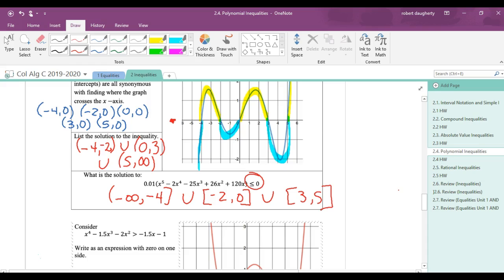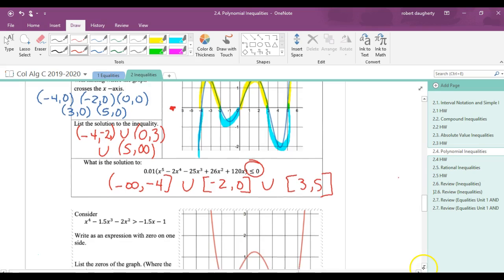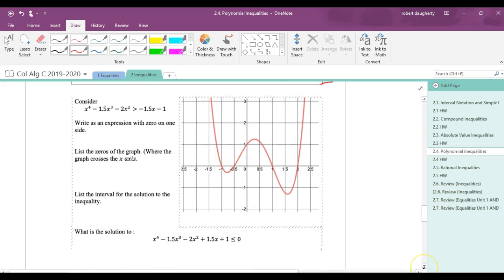Okay, so you guys work on the next one here. Remember, the first step, you want to get a 0 on one side and then use that information to graph it. Or not, it's already graphed, but to answer the solution.